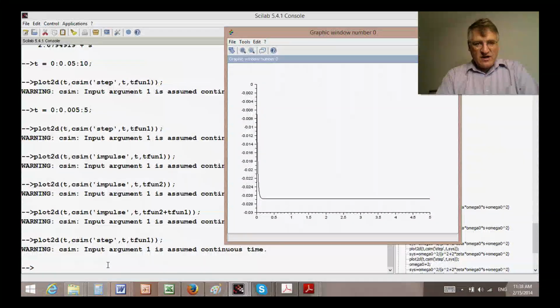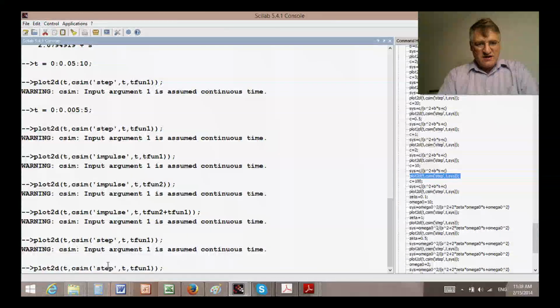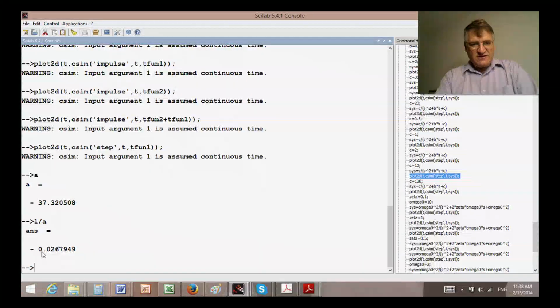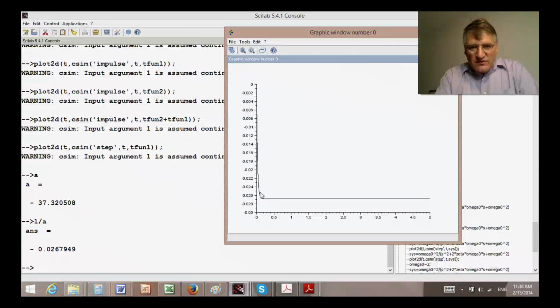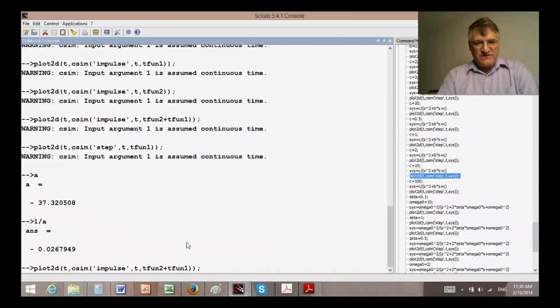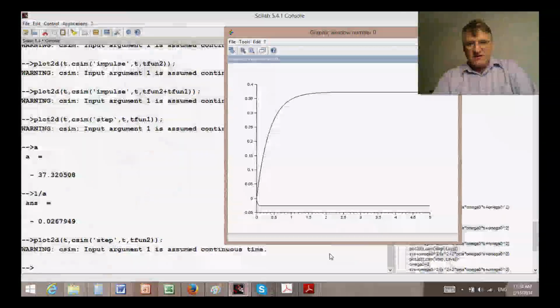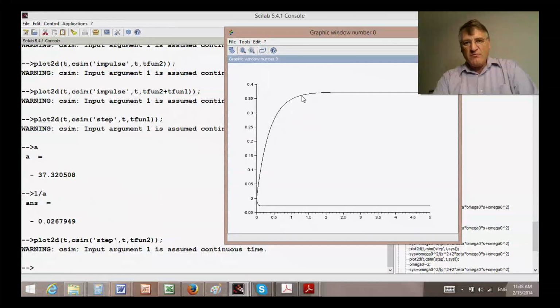We could always say that, so it's 1 over s, 1 over a, okay? And we indeed have that 1 over a is minus 0.026, okay? Which is exactly where this guy tends to station, okay? It's 6, 7, okay? So it's about here. Now, let's do the same thing, but for tfun2, okay? So we do the step, and we obtain that the response for tfun2 grows much higher, okay, and reaches some steady state value.